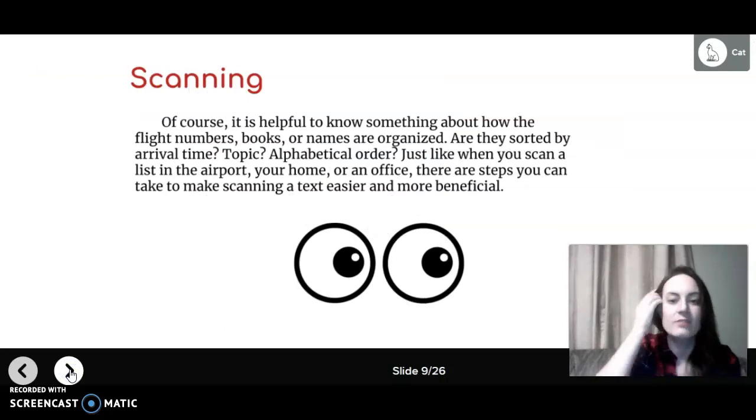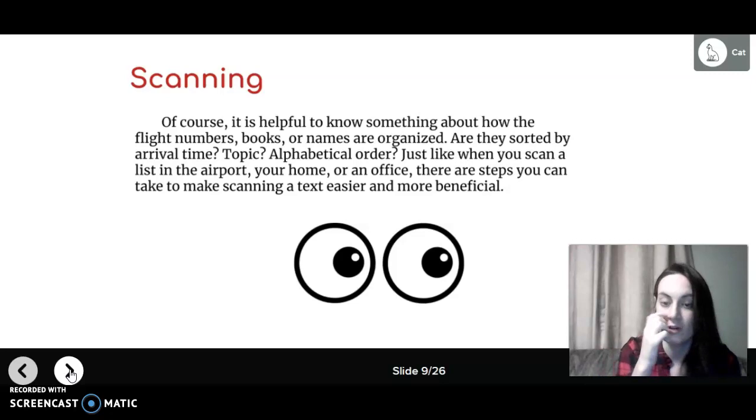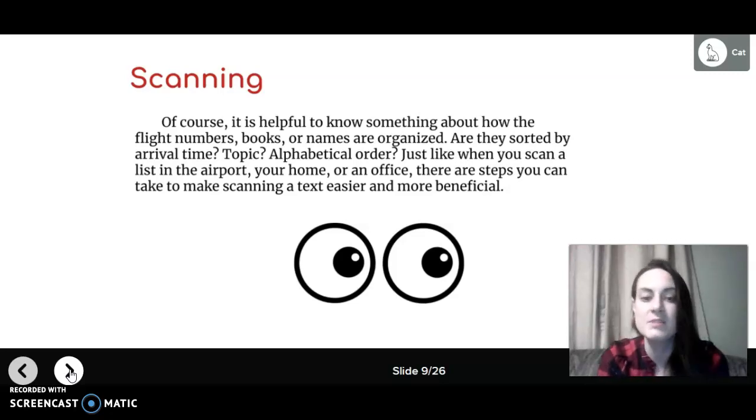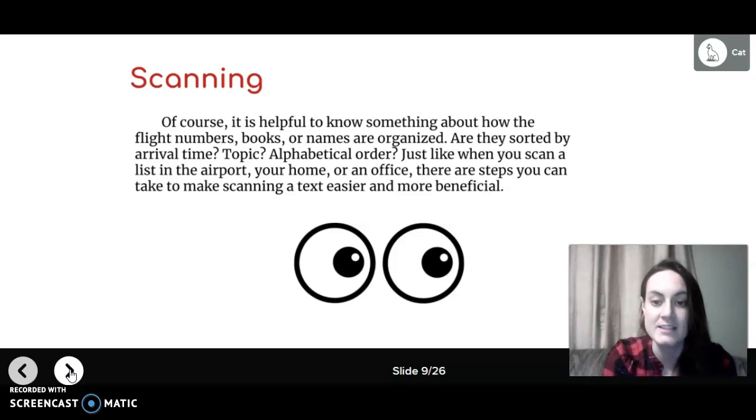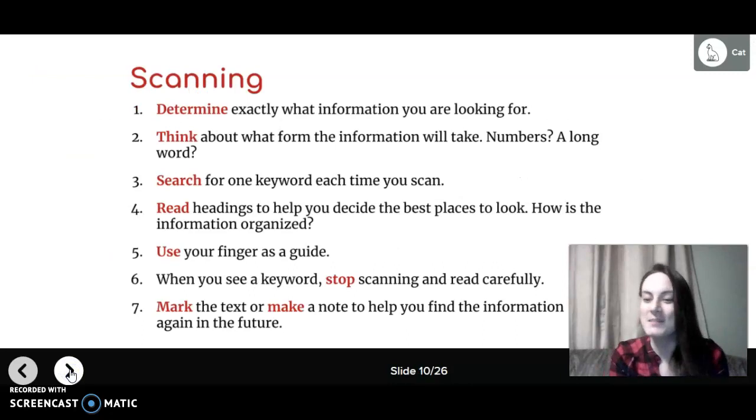Scanning. Of course, it is helpful to know something about how the flight numbers, books, or names are organized. Are they sorted by arrival time, topic, alphabetical order? Just like when you scan a list in the airport, your home, or an office, there are steps you can take to make scanning a text easier and more beneficial. So here are some of the steps.